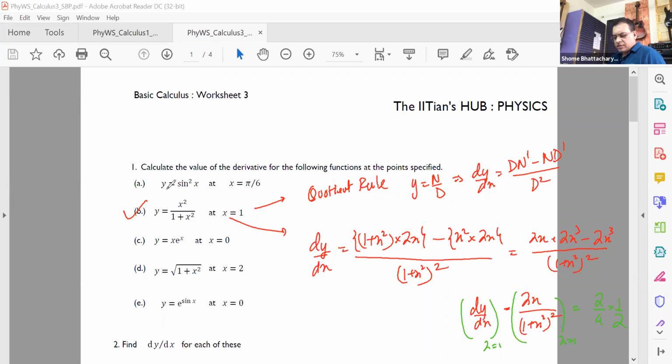Oh, so there's a correction in the answer key that I've sent. It should be plus half and not minus half. So just note down the solution if necessary. In the answers that I've sent, there is a mistake. There's a minus sign over here. It should not be there. It should be just plus half.